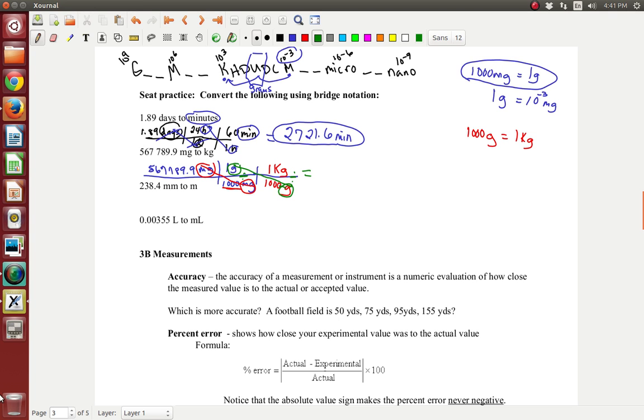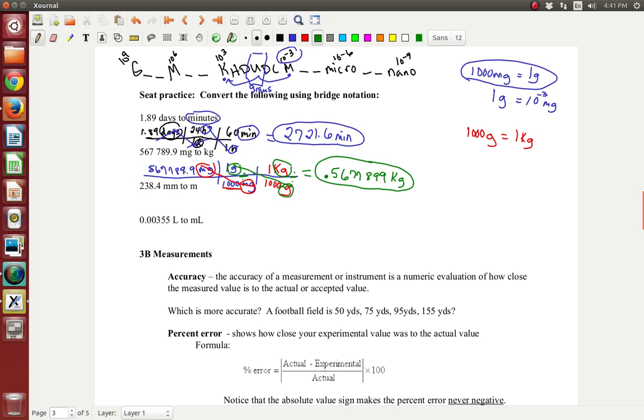Okay, when I put that in the calculator, that answer is 0.5677899. You got to have all those numbers, and the unit that was not canceled out is kilograms. And I will accept this. You could put that one in scientific notation if you want to, but this is okay. All right, now let's do this next one.